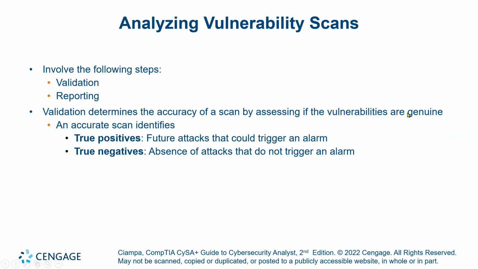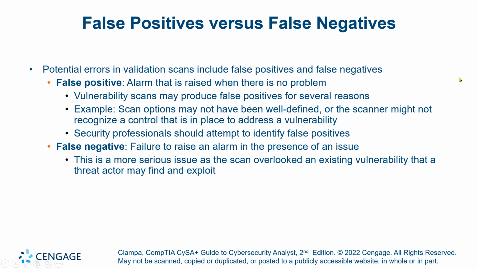Analyzing vulnerability scans involves the following steps: validation and reporting. Validation determines the accuracy of a scan by assessing if the vulnerabilities are genuine. An accurate scan identifies true positives, future attacks that could trigger an alarm, and true negatives, the absence of attacks that do not trigger an alarm.